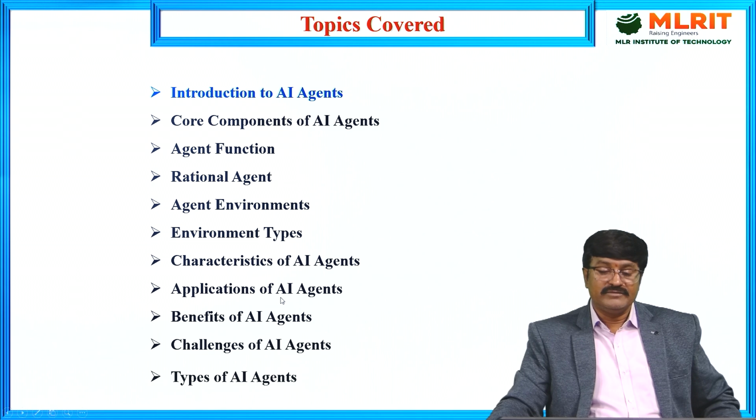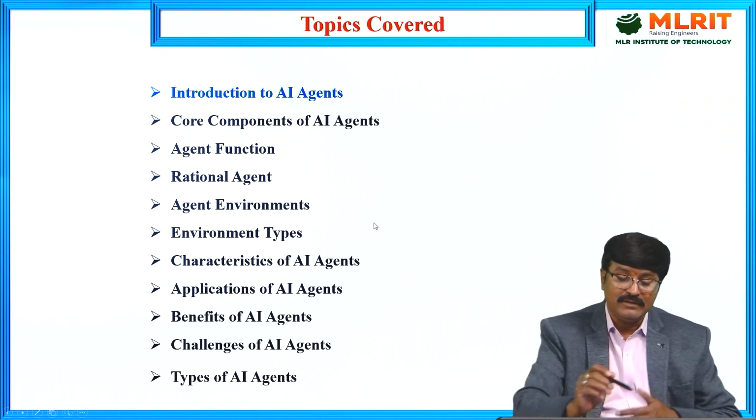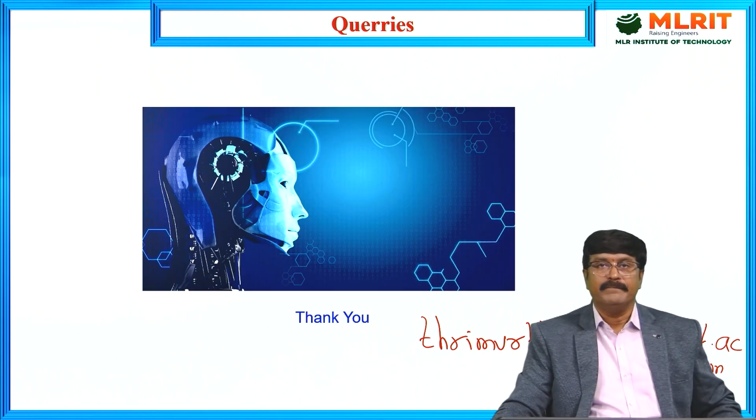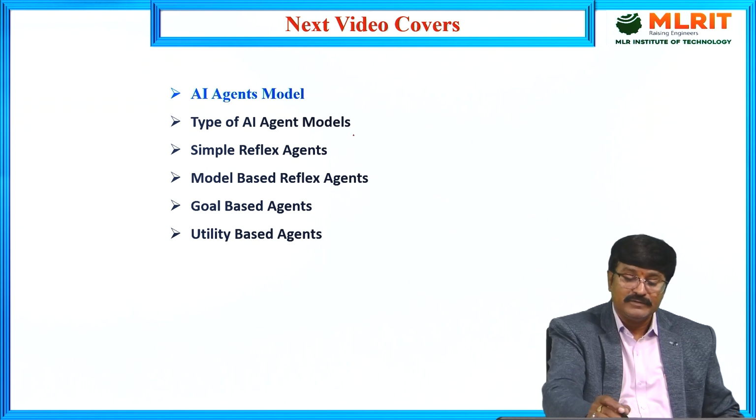And what is the summary of what I have covered? I have discussed what an agent is, the core components involved in AI agents, what the agent function is and how it maps to the program, the rational agent, agent environments and the different environment types and their characteristics, agent applications, benefits, challenges, and the types of agent modeling systems. This video covered all these things. In the next video I am going to cover the agent model systems.